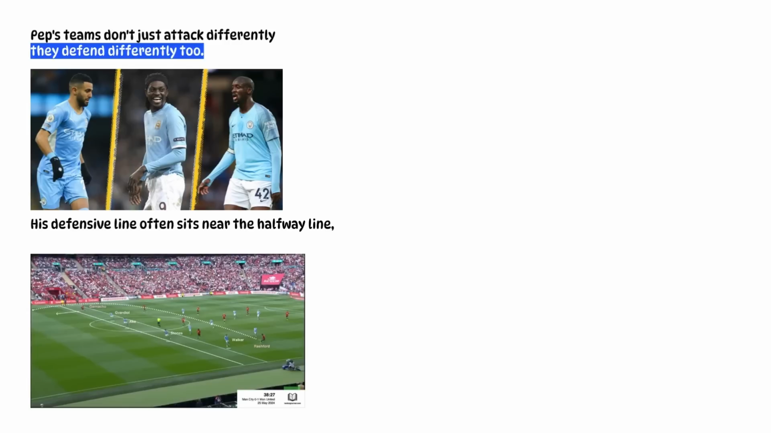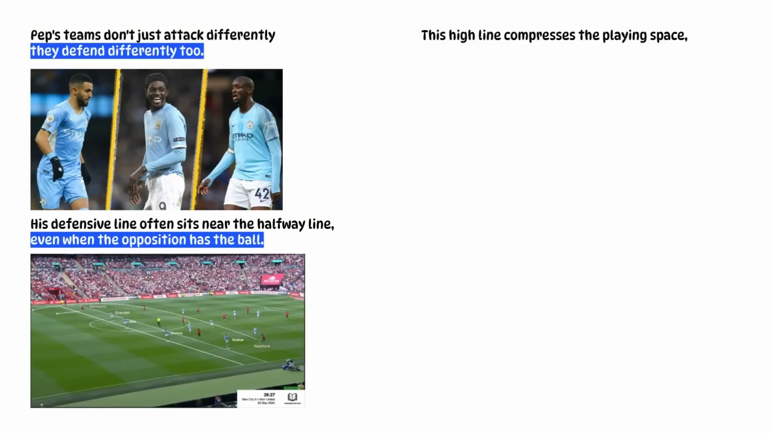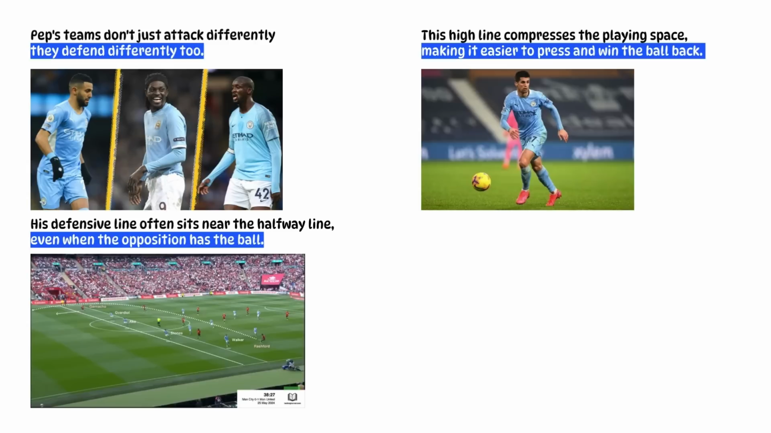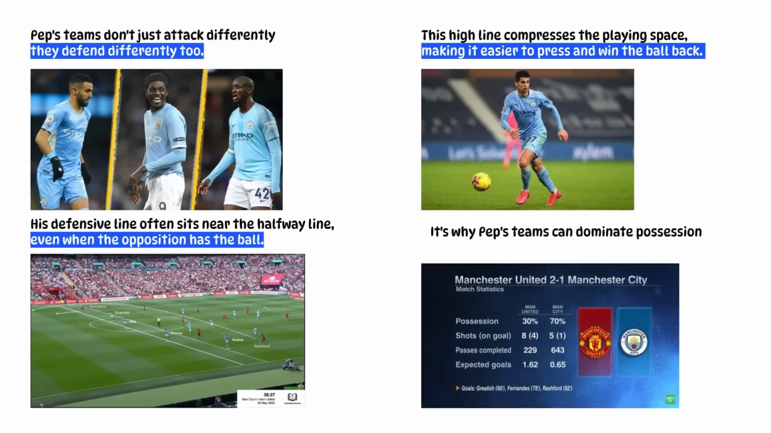His defensive line often sits near the halfway line, even when the opposition has the ball. This high line compresses the playing space, making it easier to press and win the ball back. It's why Pep's teams can dominate possession. They win the ball back quickly when they lose it. But it's risky. One long ball over the top, and the opposition striker could be through on goal.